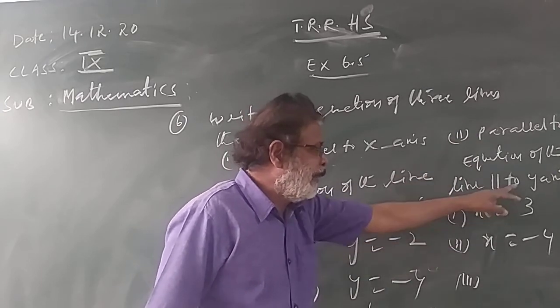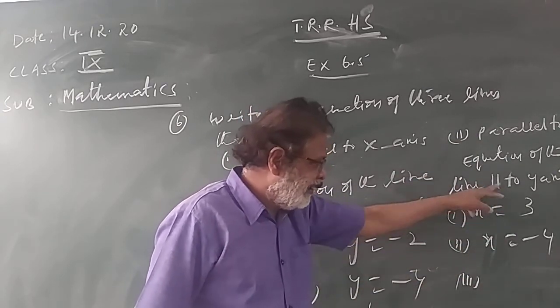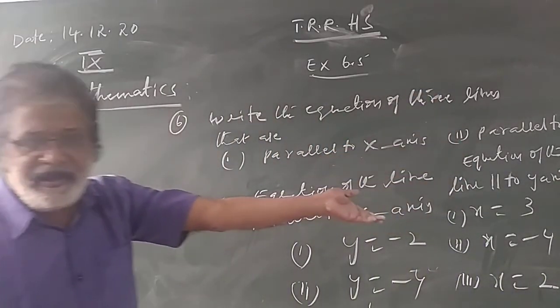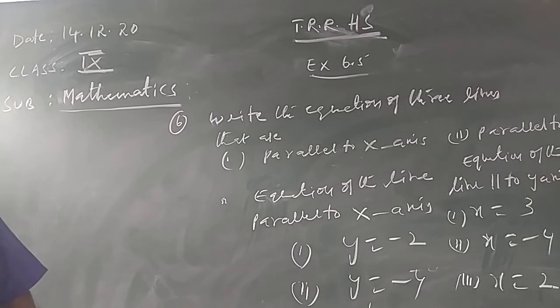The equation of the line parallel to y-axis is x equal to 3. Parallel to y-axis is x equal to minus 4. So they asked for 3 examples. I gave 3 examples. I hope you clearly understood, children.